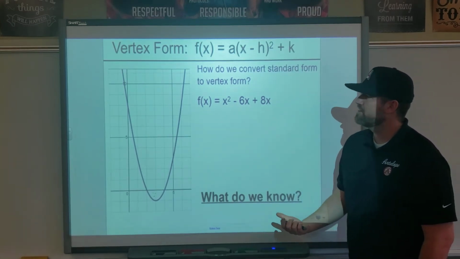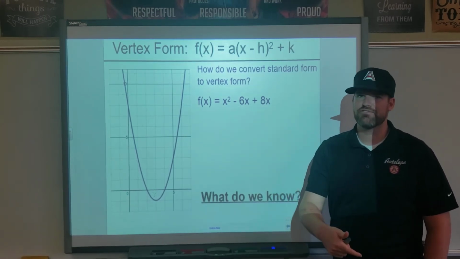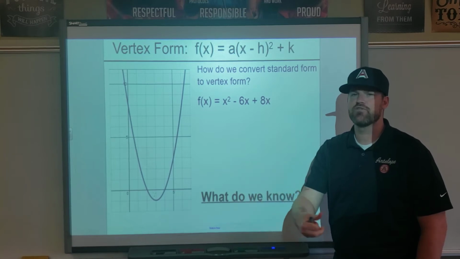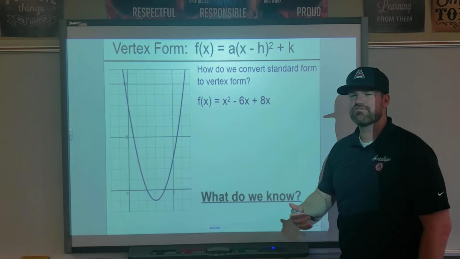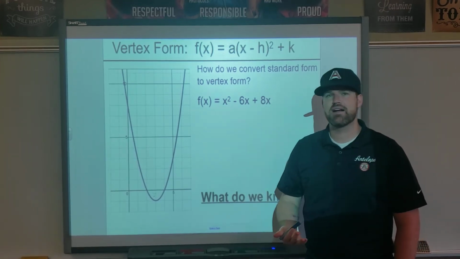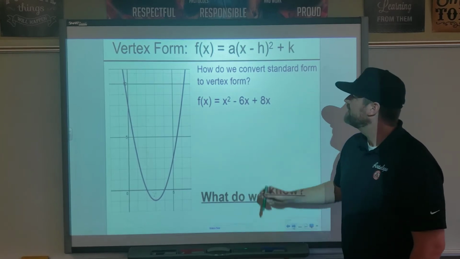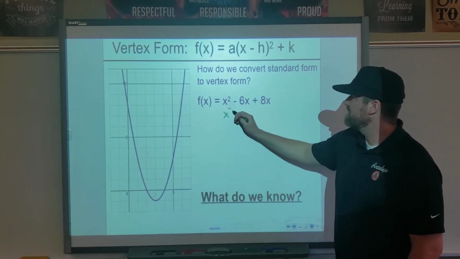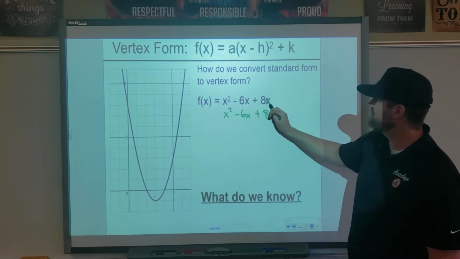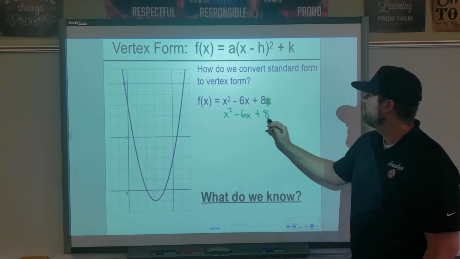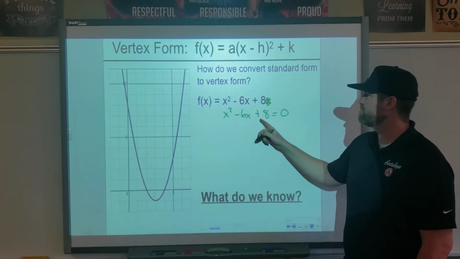My first thing that I want to do is show you how we connect from standard form to vertex form. So from factored form to standard form, we just multiplied. To go from standard form into vertex form, we're actually going to complete the square. So you might remember completing the square a couple weeks ago. Hopefully you do. So if I take this problem, x squared minus 6x plus 8 equals 0.